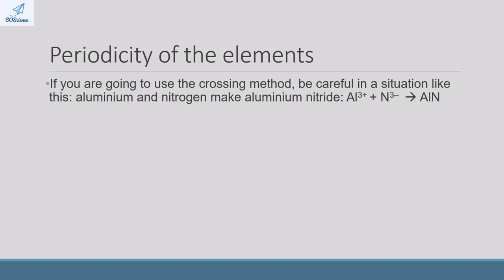It forms AlN. And let's think about the logic. Aluminium wants to give away 3 electrons. The nitride ion wants to gain 3 electrons. So they only need to get together in a 1-to-1 ratio. I don't need 3 of these to balance out 3 of these.